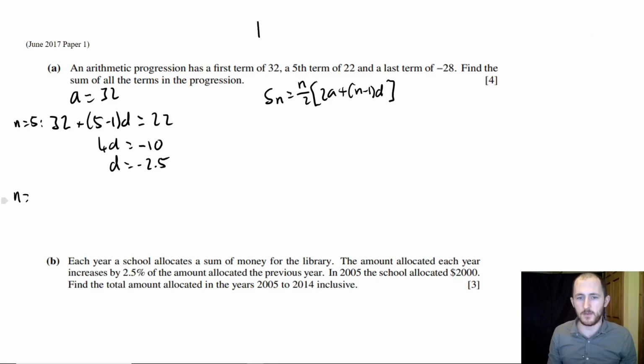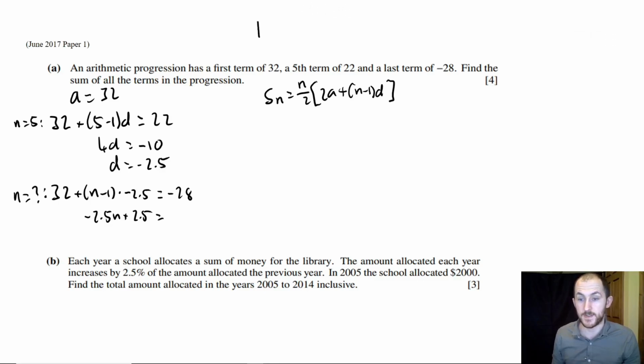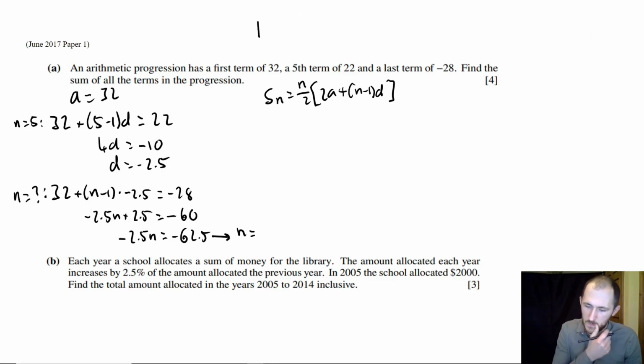Now, I'm going to write n equals question mark because the last term, I don't know what number that is. So we have 32 plus n minus 1 times minus 2.5 equals minus 28. So minus 32 from both sides and expand the brackets. We have minus 2.5n plus 2.5 equals minus 60. Yep. Cool. I don't know why that was so difficult for me. Minus 2.5n equals minus 62.5. So just use that last bit. We have n is equal to 25, it would be. So now we can actually do our sum here.